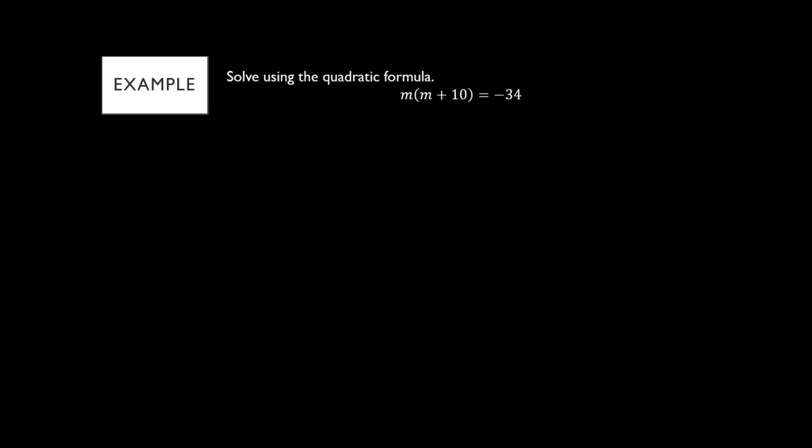So I'm going to distribute. That will be m squared plus 10m equals negative 34. And then I need to add the 34 to both sides. So I get m squared plus 10m plus 34 equals 0. Now this is in a form that we can solve. And this can't be factored because I believe it's 2 times 17 gives you 34, but that will not get you 10 in any way. So we have to use the quadratic formula here in order to solve this.